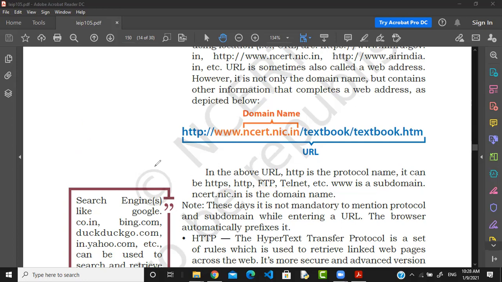Okay, they can ask one question directly like this: write the domain name from the given URL. Write the subdomain name from the given URL. Write the protocol from the given URL. Write the name of the file from the given URL. Write the name of the folder from the given URL. This way questions you are getting here. So several questions can be asked from this one URL. So don't forget to remember everything properly.